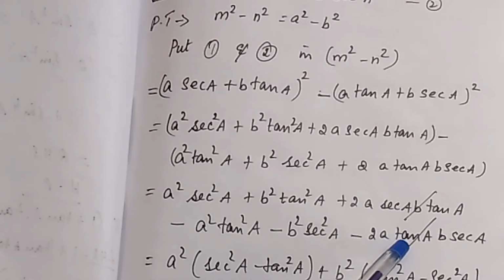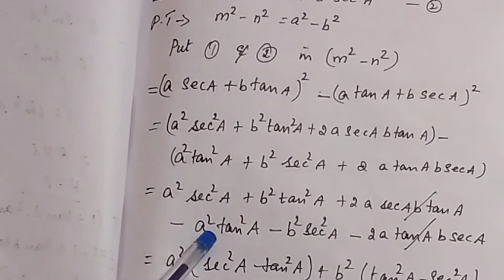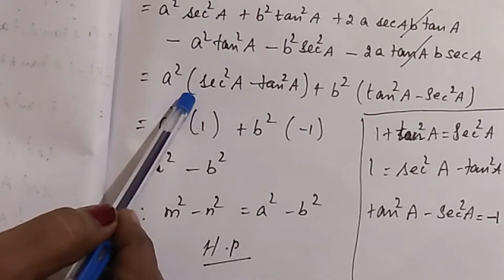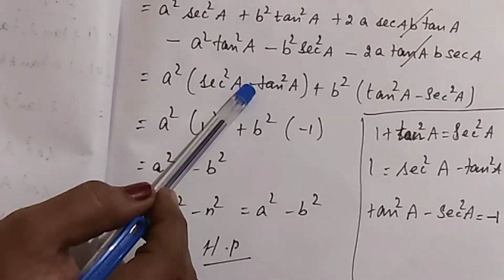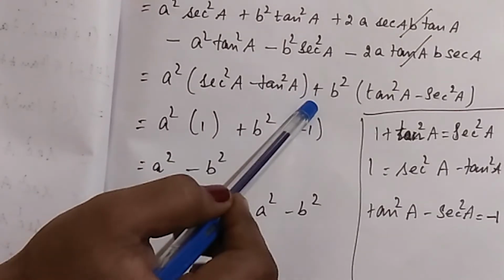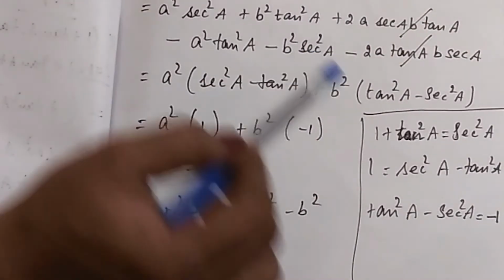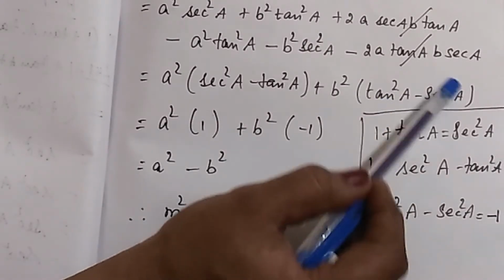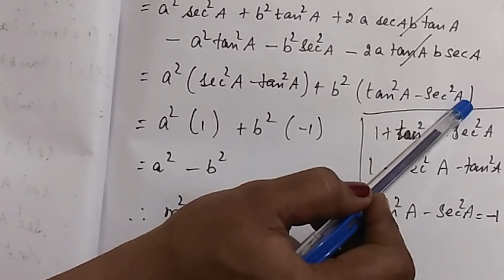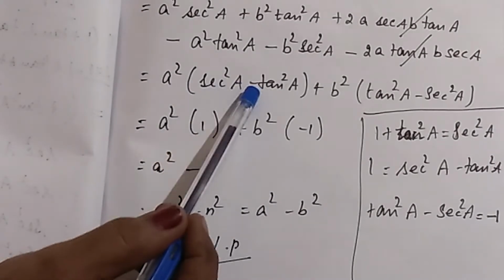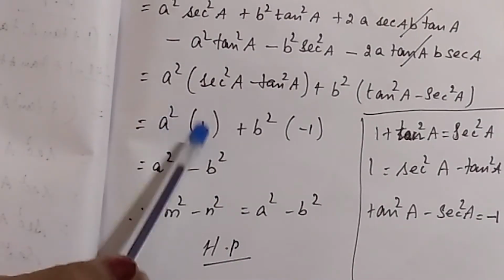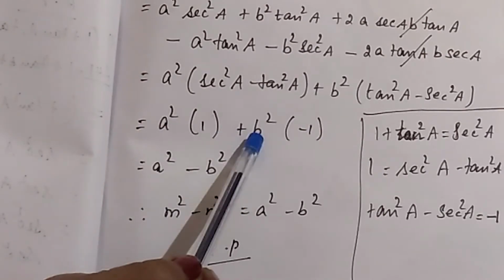Plus and minus get cancelled. Then in these two, a squared will be common. Take it out. A squared inside the bracket: secant squared a minus tan squared a, plus in this b squared common. Take it out and write tan squared a minus secant squared a. Okay. Now secant squared a minus tan squared a is 1. A squared into 1 plus b squared.